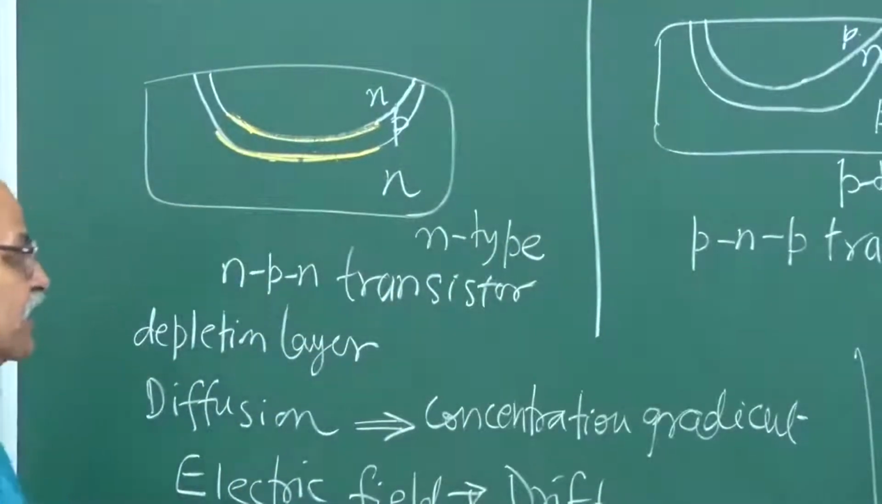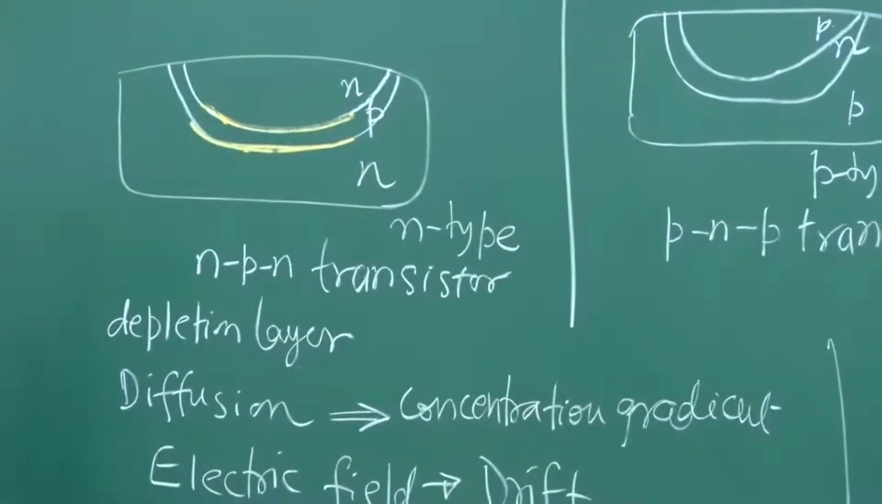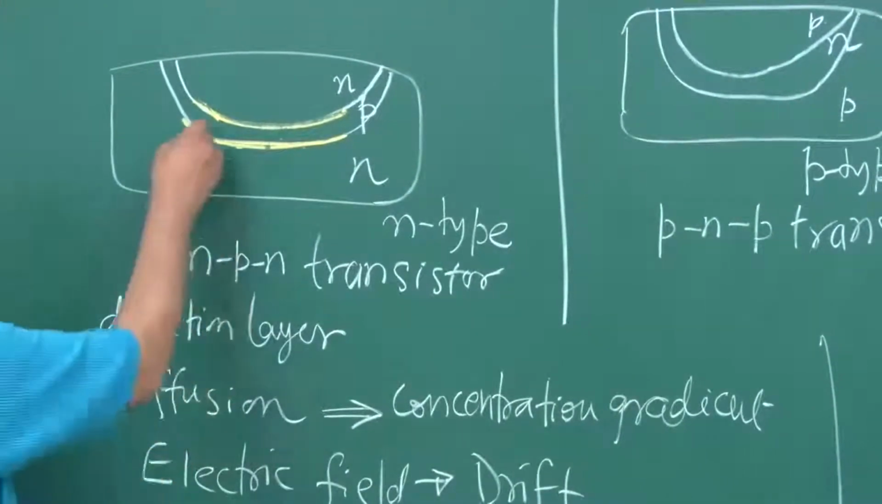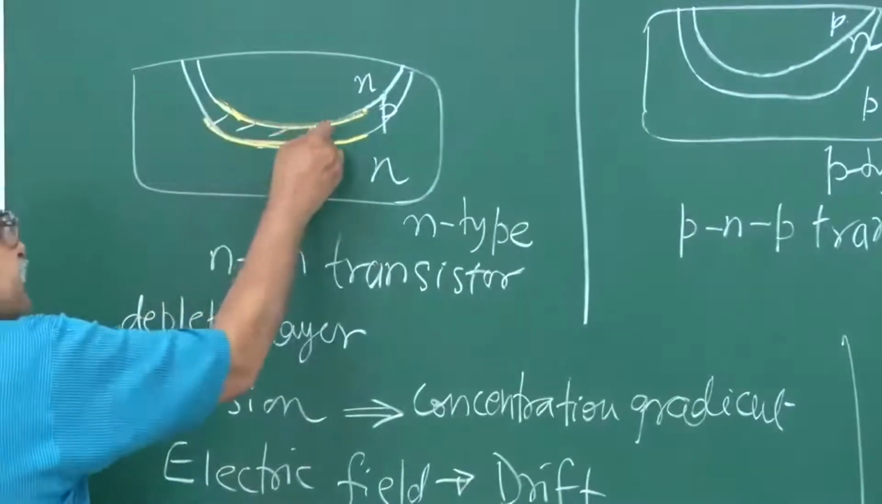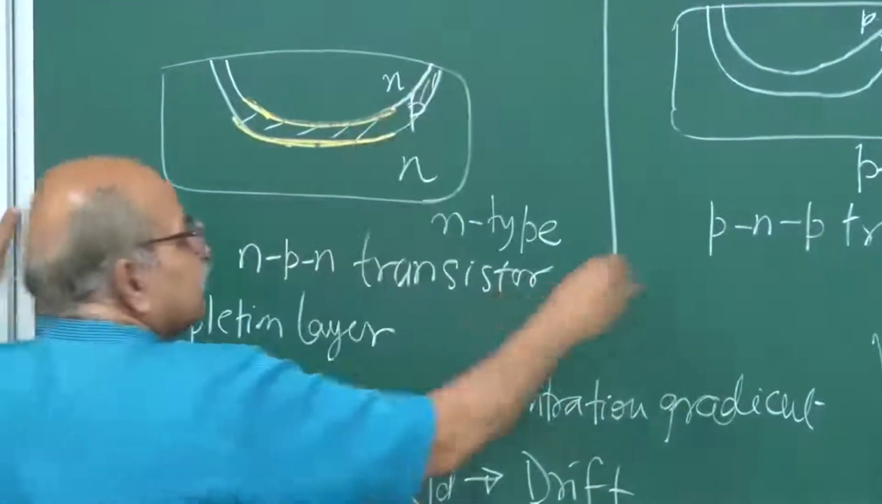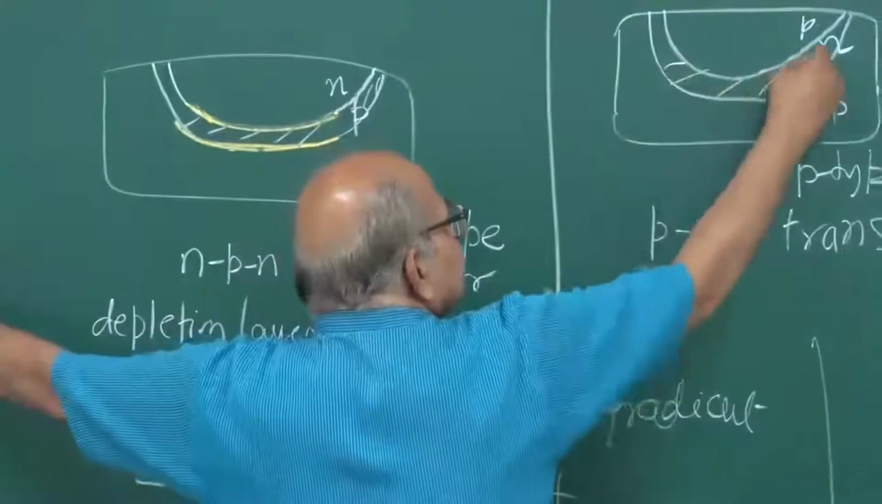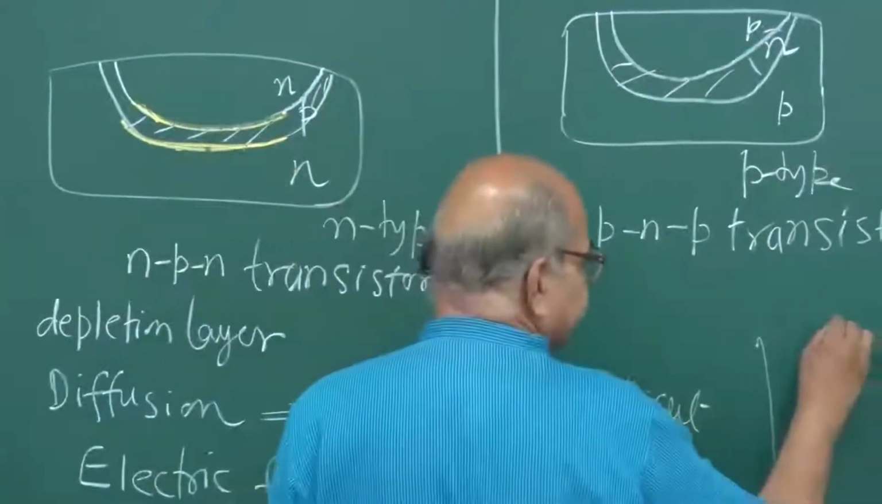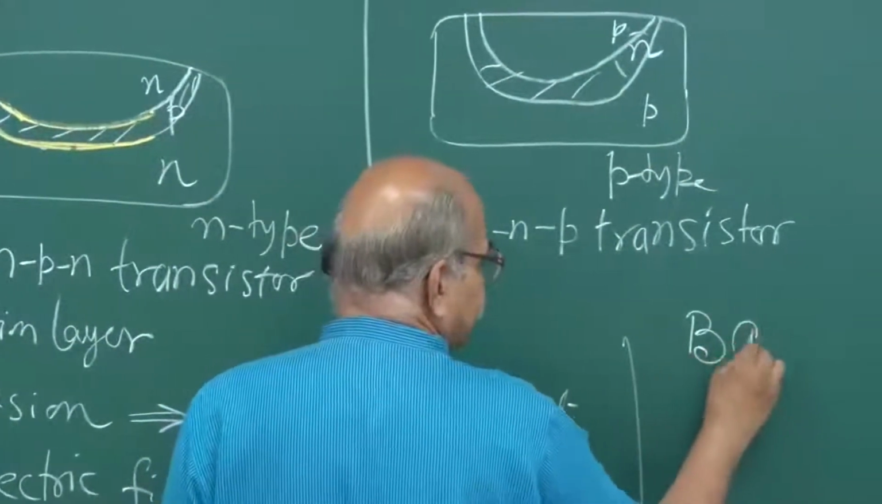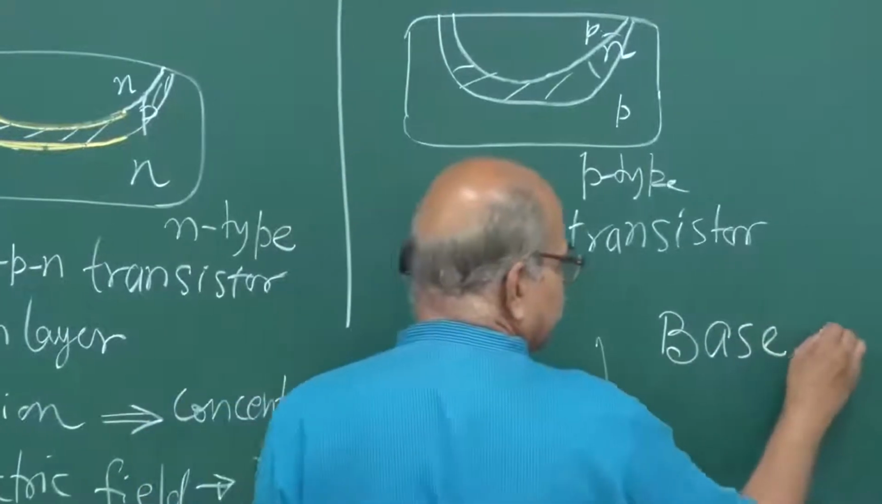Okay. Now there are some characteristics or some names first. First some names. This sandwich layer, this region, is called the base. This is called the base of the transistor.